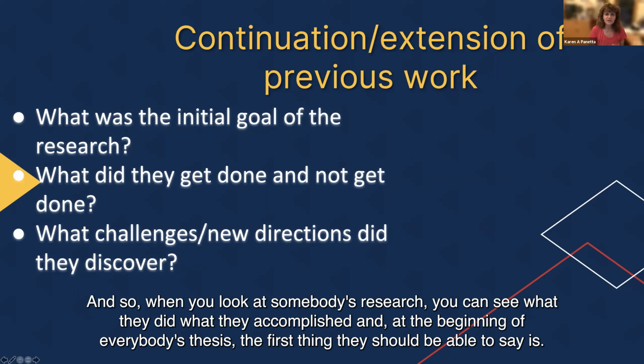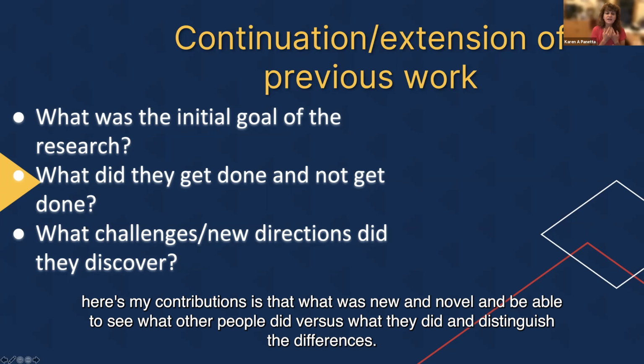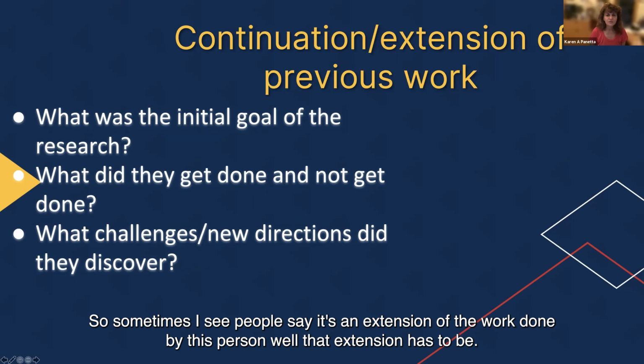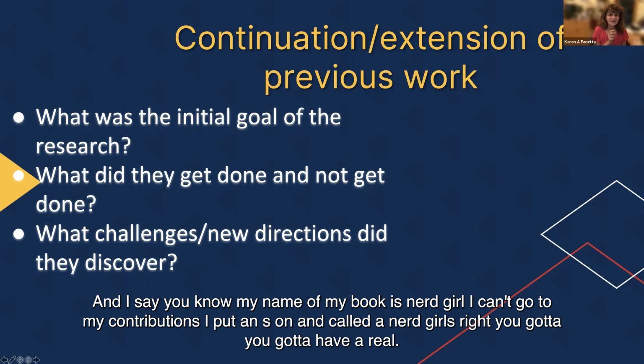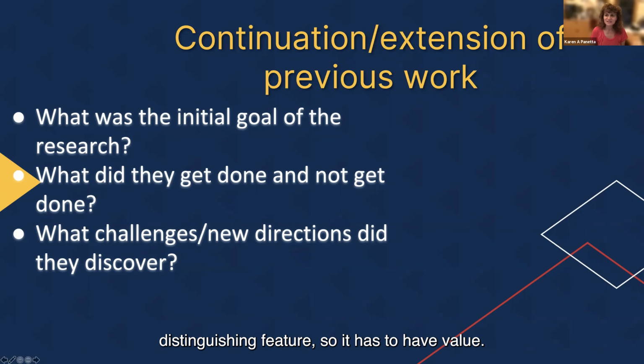And at the beginning of everybody's thesis, the first thing they should be able to say is, here's my contributions, here's what was new and novel, and be able to see what other people did versus what they did and distinguish the differences. So sometimes I see people say it's an extension of the work done by this person. Well, that extension can't just be incremental, it has to be substantial, right? So if I write a book and my book is called Nerd Girl, I can't say my contribution is I put an S on it and called it Nerd Girls, right? You've got to have a real distinguishing feature. So it has to have value.